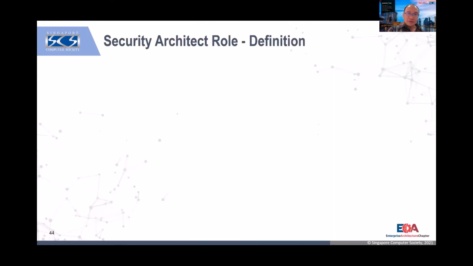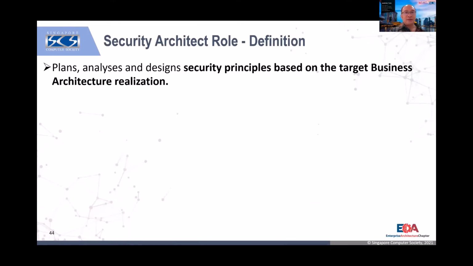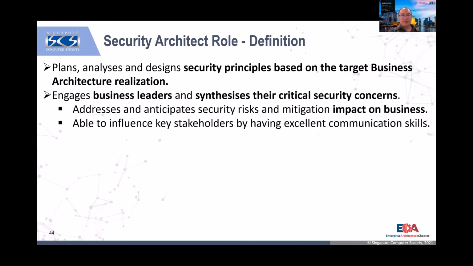The last role is the security architect. The security architect designs the security principles or governance based on the target business architecture realization. They need to understand the business, because every business has a different risk appetite. So the security architect needs to ensure that the business architecture is handled first, before you talk about securing the network, securing the server, etc. That one is taken, but we need to address the business security architecture in regard to security. So we engage the business leaders and synthesize their critical security concerns. It's very, very important. We need to know the impact to the business.